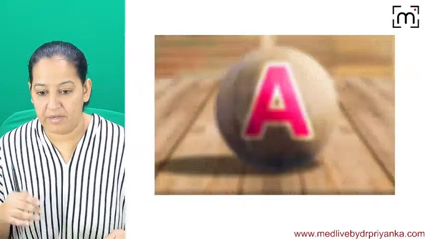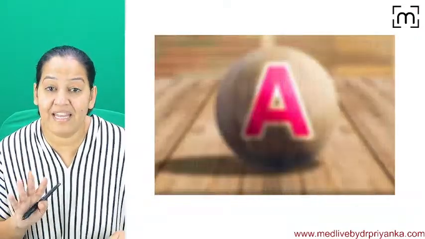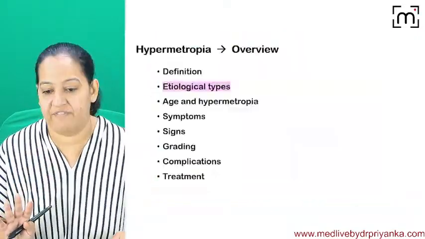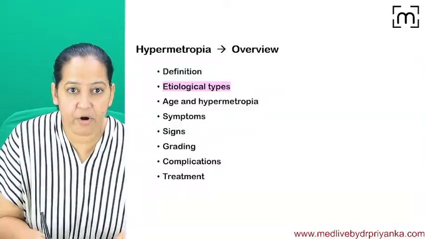Far image is not blurred. The near image is blurred. The near, there is a problem. There is defective near vision. So that is the definition. I hope everyone got the definition.